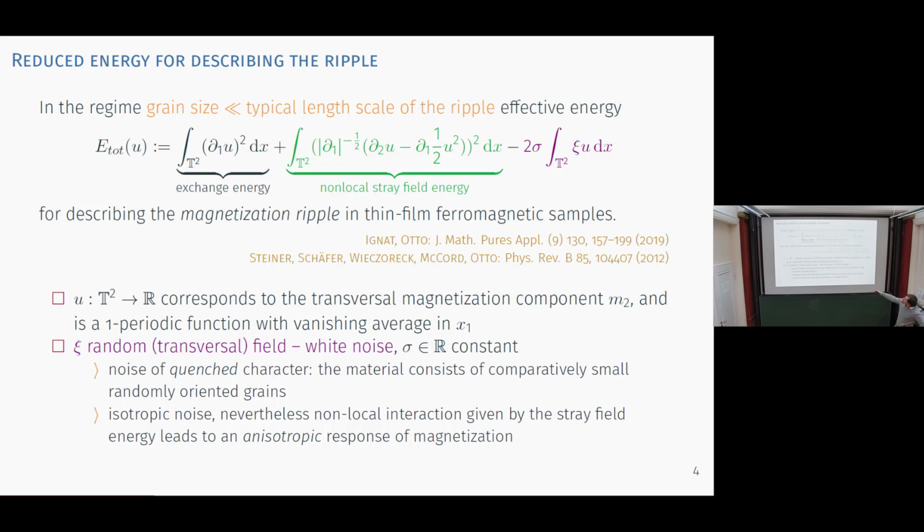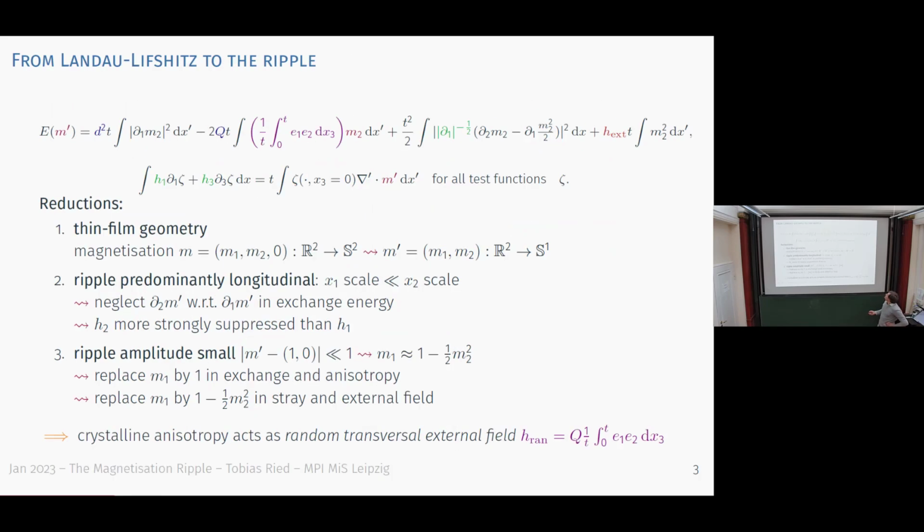So it consists of the exchange energy, and let me, for notational convenience, write u now for the m2 component of the magnetization. So we have an exchange part, we have this non-local stray field energy, which has this Burgers type nonlinearity here, which came from expanding the square root, and we have the noise part, which is the interaction with this random external field, which comes with a strength sigma, which sort of captures everything in a non-dimensional way. This random field we will actually assume to be of white noise character, which is in line with the picture that I had in mind.